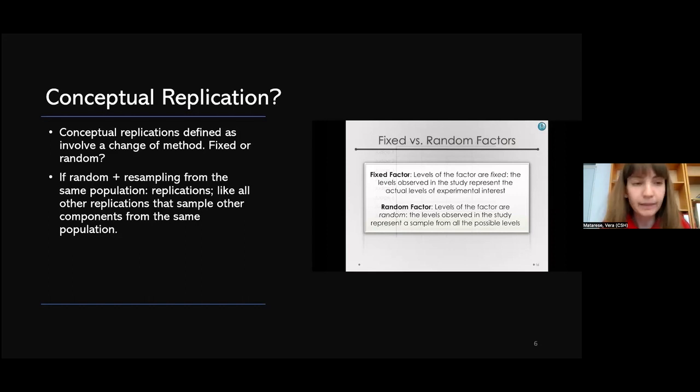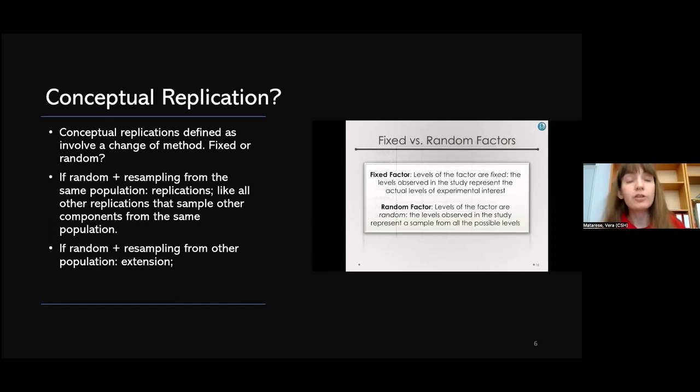They are just replications. Suppose now that actually these factors, these methodological components, are random, but then we resample them not from the same population, but from a different population. Then we are targeting a more general hypothesis. And so these are extensions, these are not replications. Suppose now that these components are fixed, then when we change them, we are not performing an act of resampling. We are just performing other experiments. We are targeting a different hypothesis. So within this kind of framework, there is no need for introducing the concept of conceptual replication, which if we try to fit it, it appears rather confused.